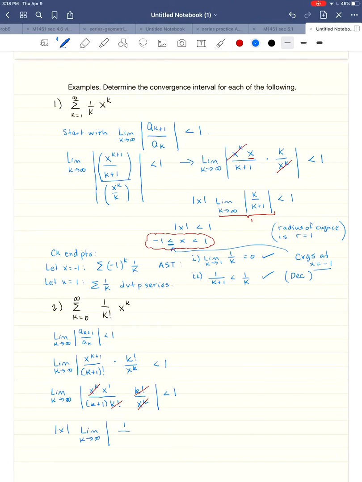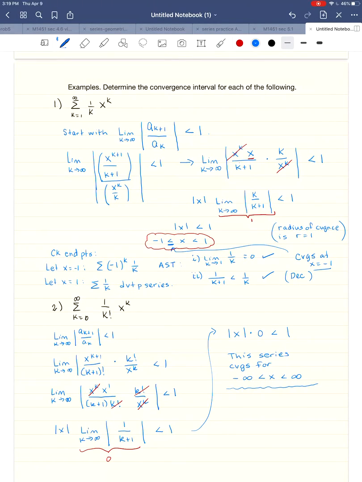And what's left is a 1 on top and a k plus 1 on the bottom. That limit is 0, which says that the left-hand side of this expression is always less than 1 no matter what x is. This is an example where any x in the world makes the original series converge. The whole number line. The interval converges over the entire number line.